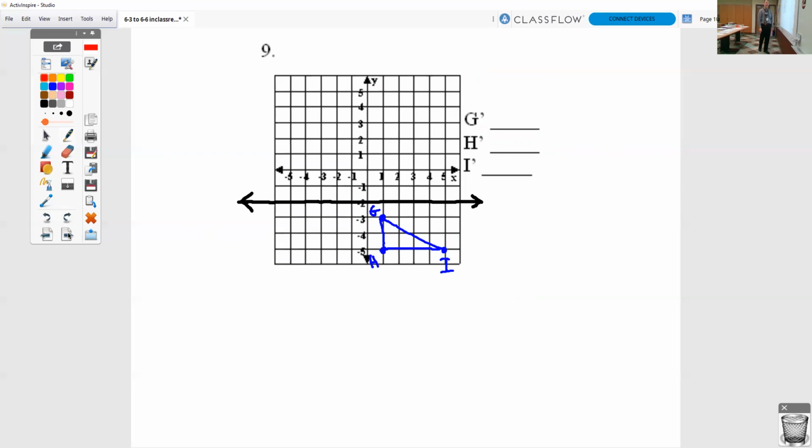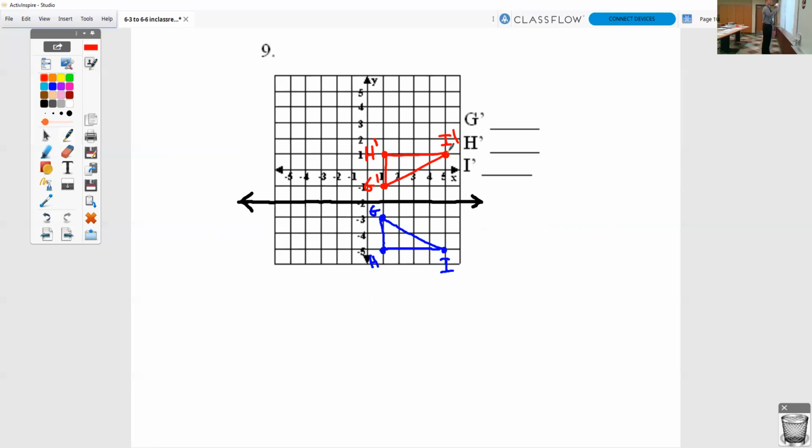Sometimes you'll be given a reflection just over a random line. Notice that this random line is drawn there already for you. You want to count how many places to that line, how many places away from it. So G is 1 place to it, 1 place away from it is G prime. H is 1, 2, 3 places to it, 1, 2, 3 places away from it is H prime. I is 1, 2, 3 places to it, 1, 2, 3 places away from it is I prime.